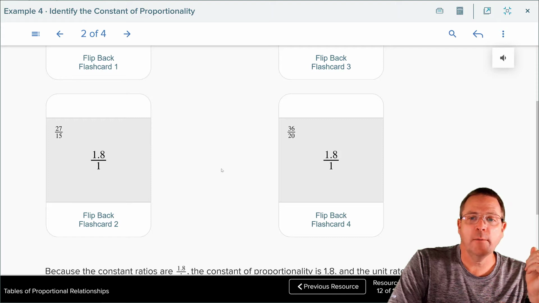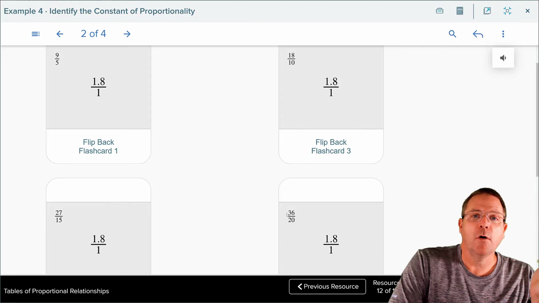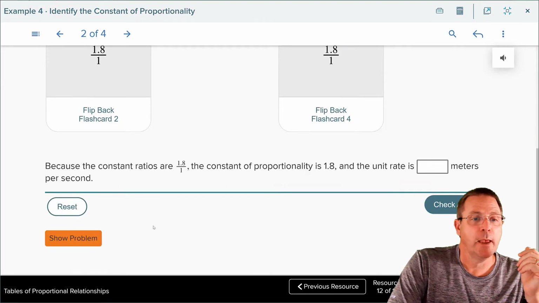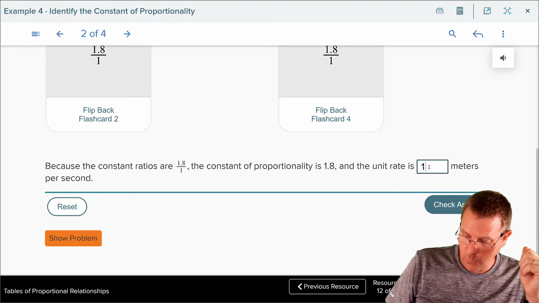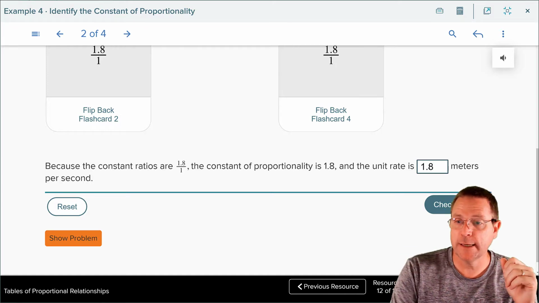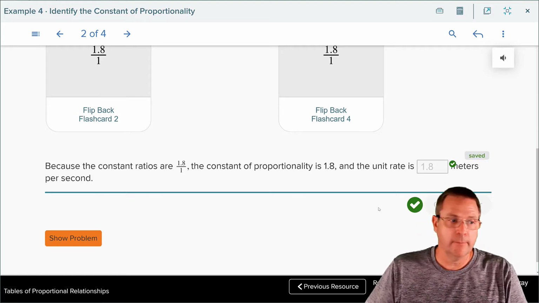So it doesn't matter how much time you look at, 5, 10, 15, or 20 seconds, they all simplify down to be 1.8 meters in 1 second time. Because the constant ratios are 1.8 to 1, the constant of proportionality is going to be 1.8. And the unit rate is going to be 1.8 meters per second. And what does per second mean? Per 1 second. Check your answer. Our answer is good. Let's keep moving.